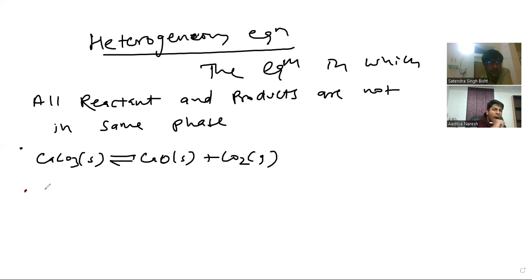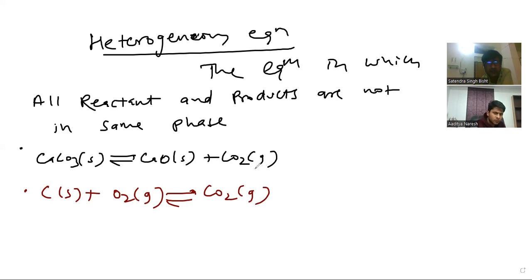Second one, you can take C, this is solid, plus O2, this one is gas, gives CO2, CO2 is gas, right? So if the reactant and product are not in the same phase, that is called heterogeneous equilibrium. And if all are in the same phase, that is called homogeneous.